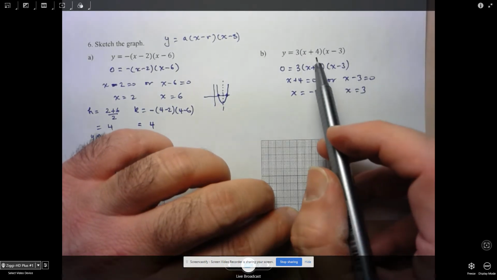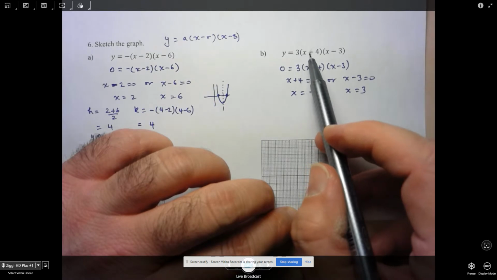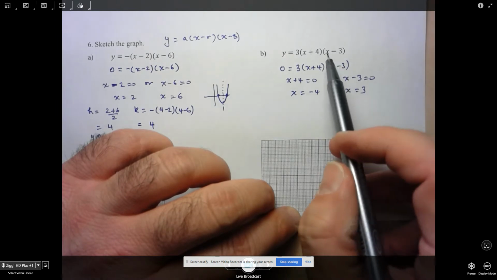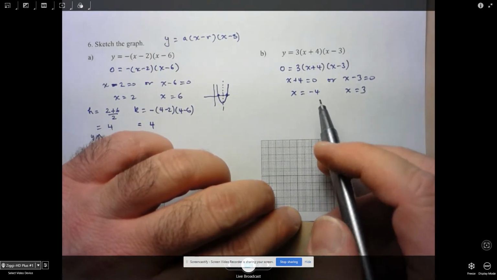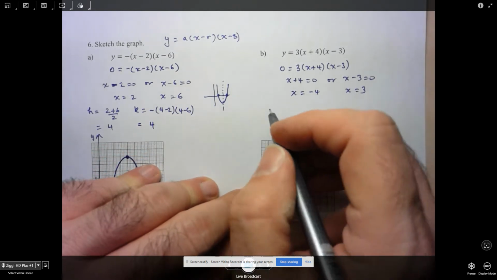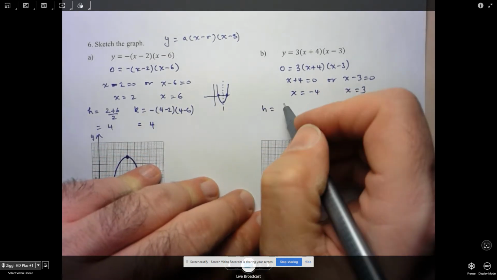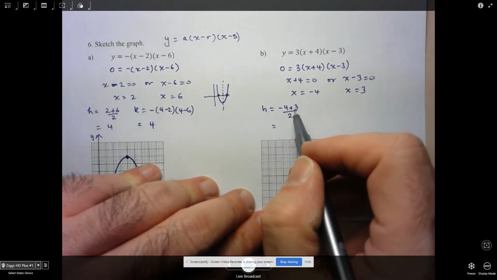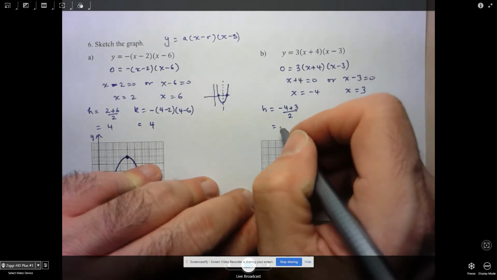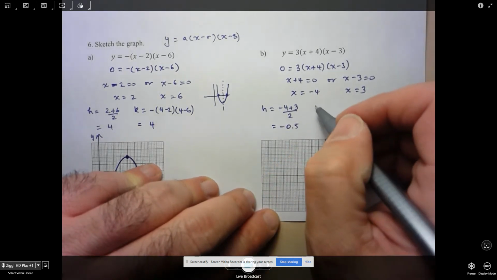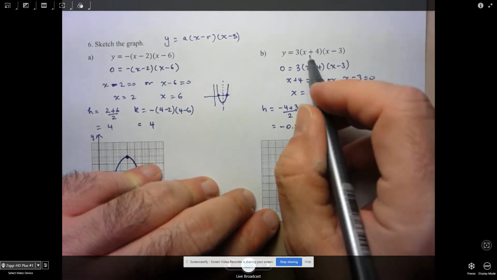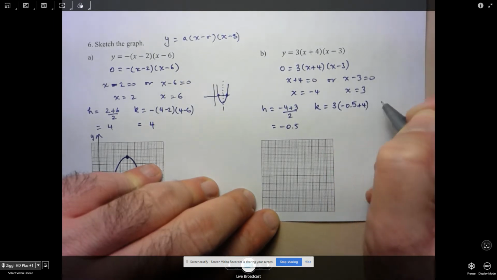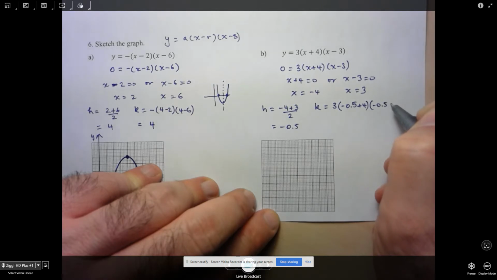Okay, which again, I could have read right off the equation because this is like x minus r, so x minus -4 is the same as x plus 4, so -4, then x minus s, my other value is 3. Okay, so now let's find the vertex. So the h value of the vertex, again, is just the average of the two. So -4 plus 3 is -1 divided by 2, so -0.5. And so here, in order to find the y value of the vertex, I just plug it into the equation. So 3 times (-0.5 plus 4) times (-0.5 minus 3).